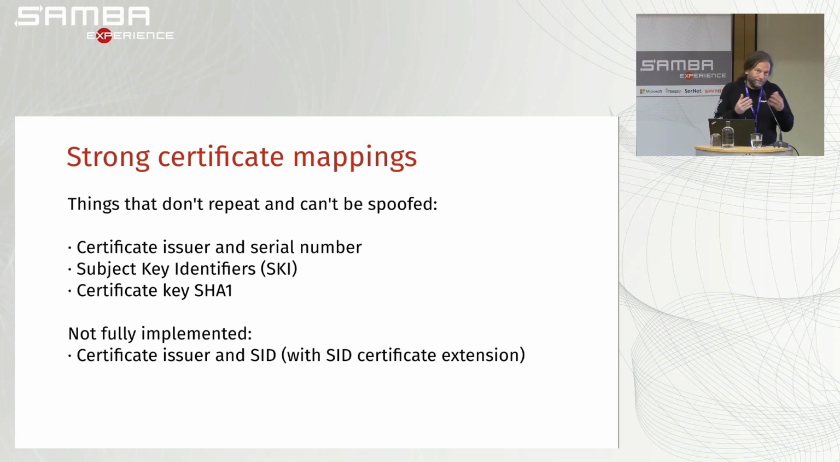So the certificate has a whole lot of stuff in it. One of them is the issuer, which I guess is like a serial number for your certificate server. And then there's a serial number of the certificate that it's giving out. And those two things, in theory, shouldn't change. So you can map that from the user to that certificate and just say that that certificate goes with that user. There's also the subject key identifier and the hash of the public key.